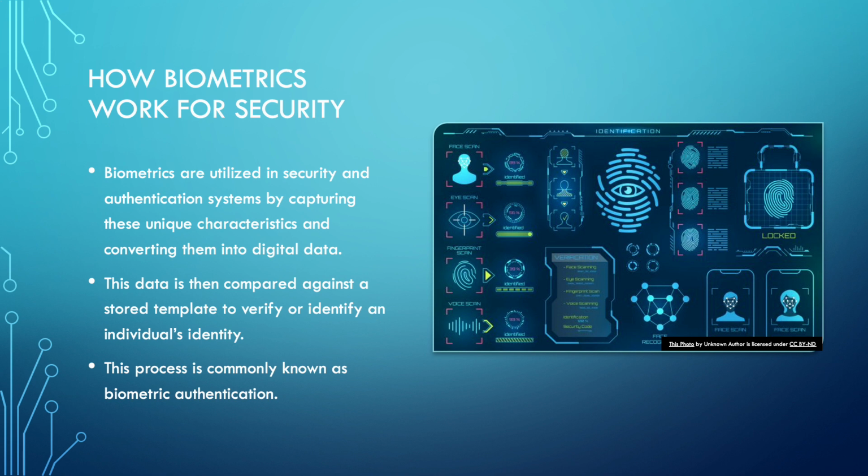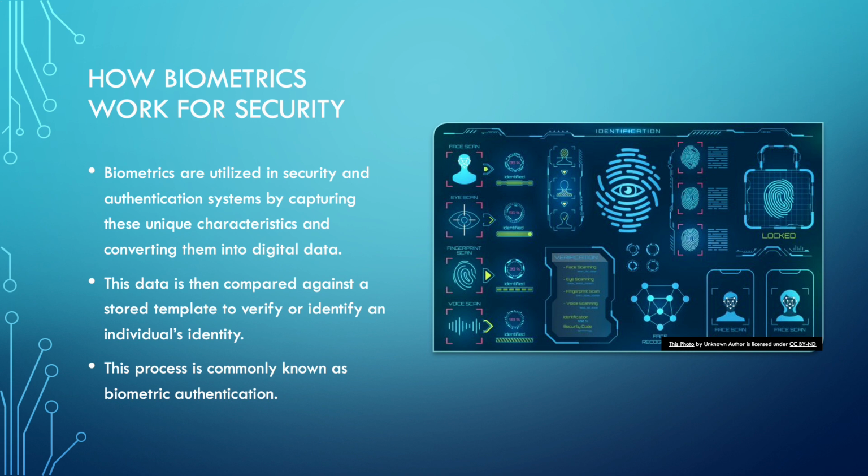So next, a short overview of how biometrics work. Biometric authentication involves several steps. First, the system captures biometric data from the user, such as a fingerprint or facial scan. Next, the data is processed to extract unique features and create a template. This template is then stored in a database. During authentication, the system captures biometric data again and compares it with the stored template. If there's a match within an acceptable threshold, access is granted.